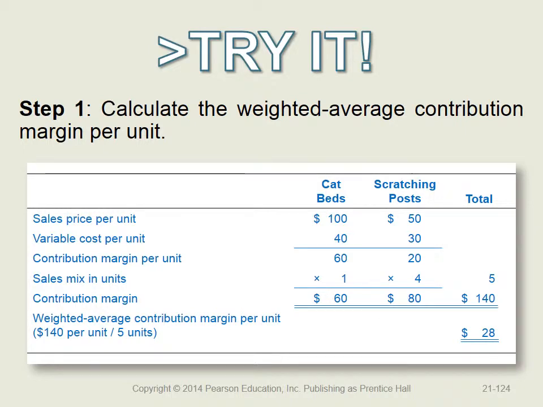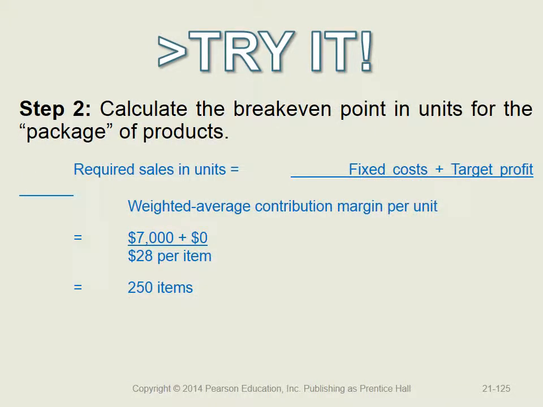Step 1, calculate the weighted average contribution margin per unit. We see here that it's $28. Step 2, calculate the break-even point in units for the package of products. We see here that it's 250 items.